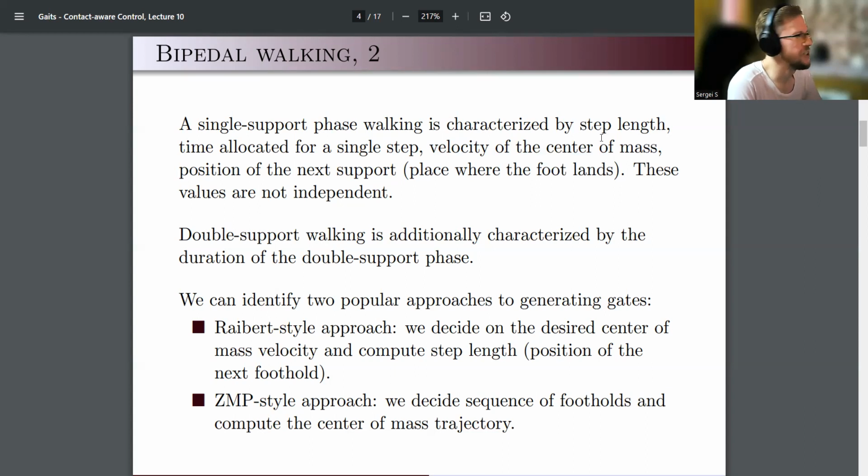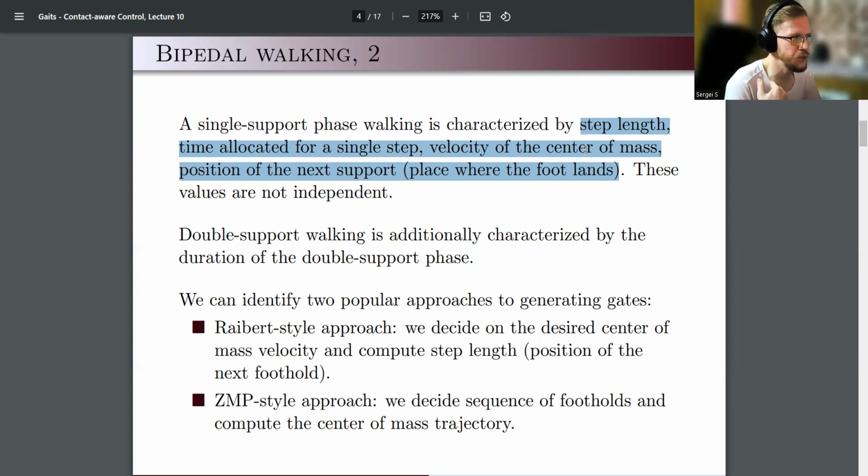Okay. Please notice that all of those are verbal constructions. Those are not mathematical entities. Step length, how do you define it? Do you define it from the previous foot to the next foot? Do you define it from the center of mass to the next position of support? Velocity of the center of mass, do you define it as average or do you define it as instantaneous?